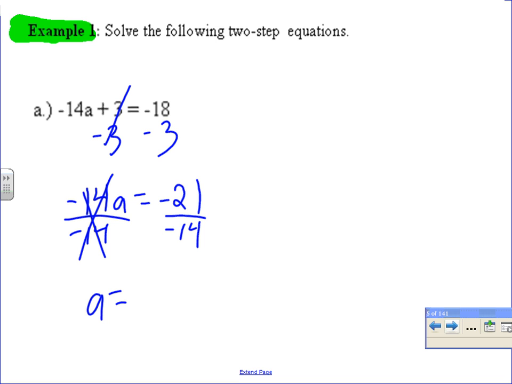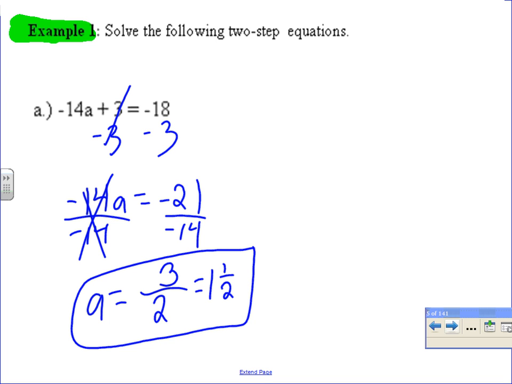Say that again. Nope, careful. Simplify it. 7 goes into both of them. Good. Positive 3 over 2, which you guys should be able to do mentally. Negative divided by a negative is a positive, and we know 7 goes into each of them. You may also leave this as 1.5. Again, I prefer it to be an improper fraction or a mixed number as opposed to a decimal, but either way. Jeremy? No, improper fraction or mixed number is fine. Annalise?